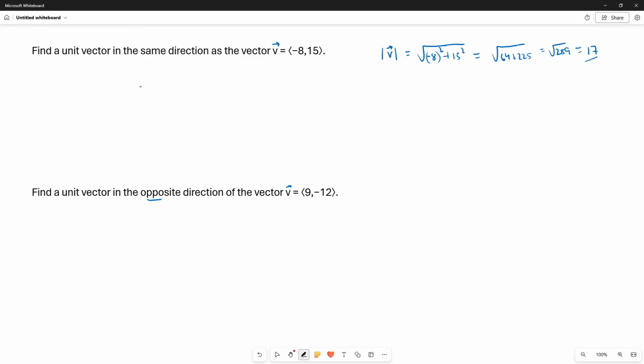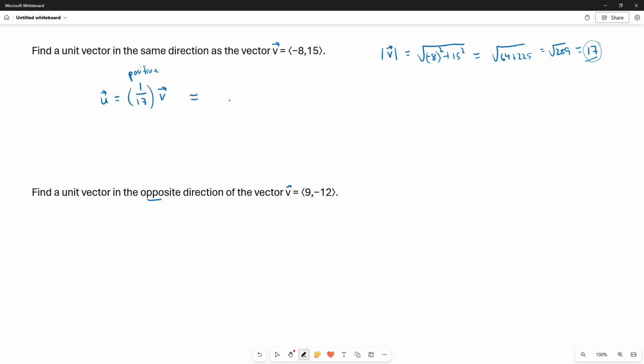If we consider the vector 1 over 17 times v, its magnitude will be 1, and it will be a unit vector, and I'll call that u. So a unit vector that's in the same direction as v, because we're multiplying by a positive scalar, then it will be in the same direction. And the magnitude of u will be 1/17 the magnitude of v, and 1/17 of 17 is exactly 1.